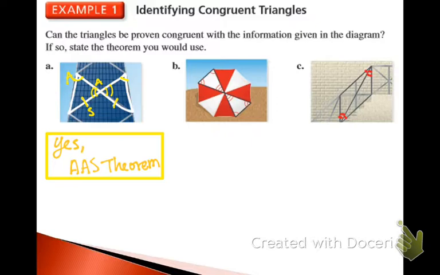Letter B. What are the only things we have marked congruent? Angles. Are there any sides that are congruent? No. Is angle, angle, angle a theorem? No. It is not. These are not congruent.